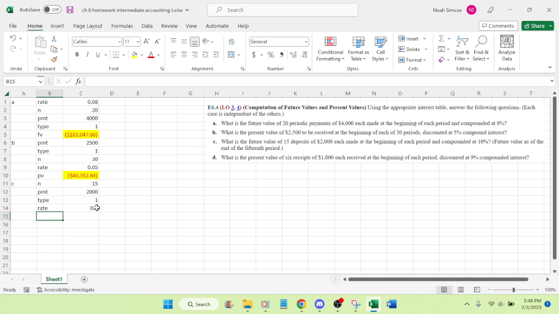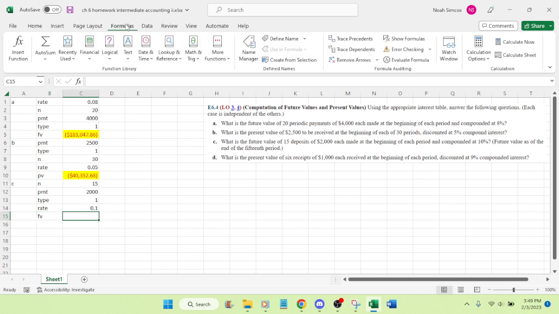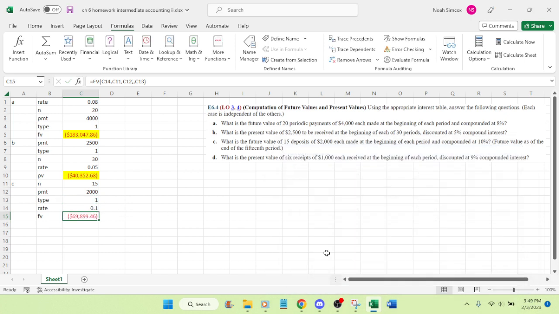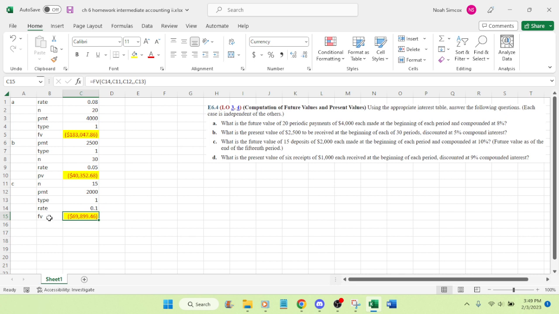So, did we... Future value... We have rate of that. The number of periods is this. The payment is this. And the type is 1. So that's the answer for C. And then D.